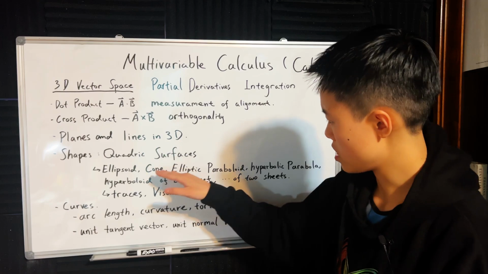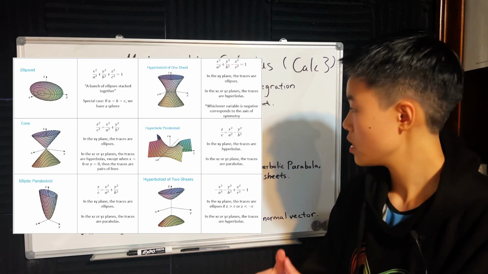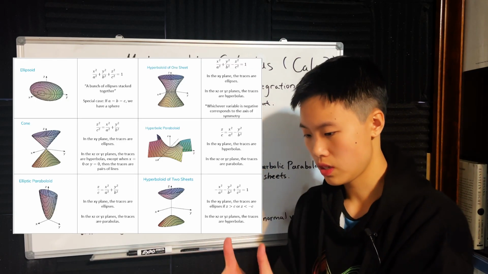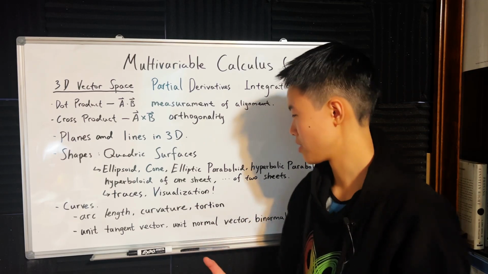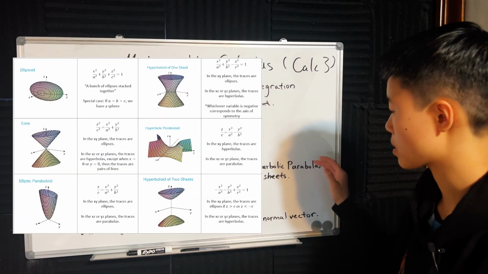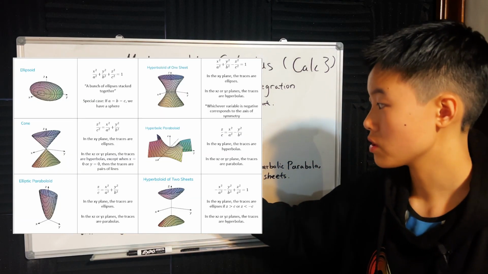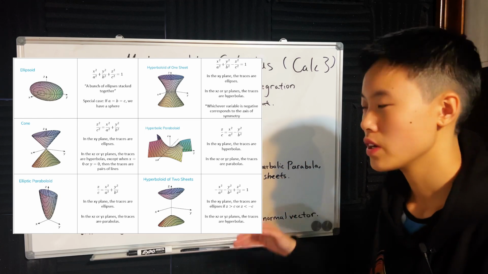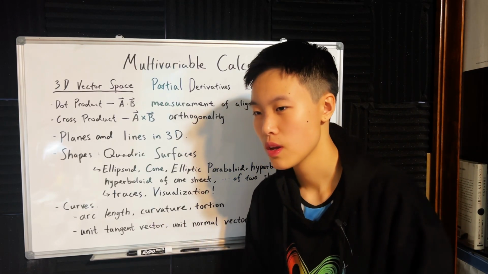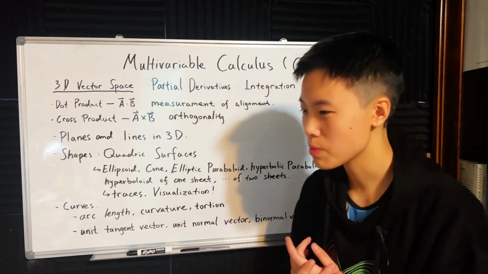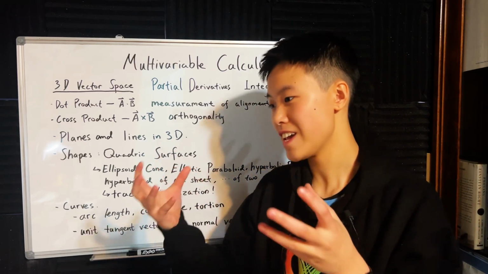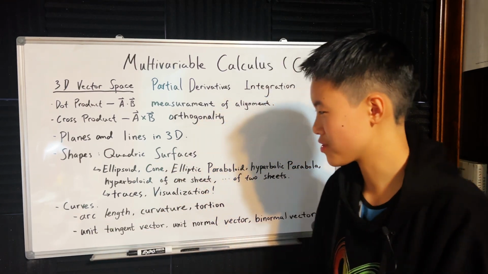Some like ellipsoid, cone, elliptic paraboloid, hyperbolic paraboloid, hyperboloid of 1 sheet, and hyperboloid of 2 sheets. You're going to learn shapes like Pringles, the shape of an egg, just a lot of funky shapes in 3D.